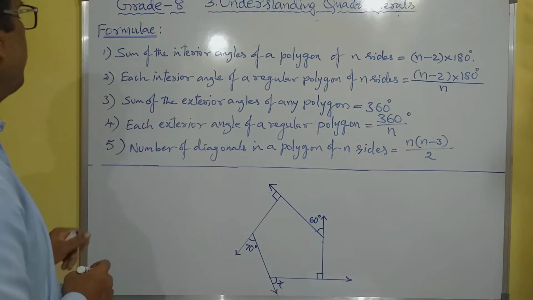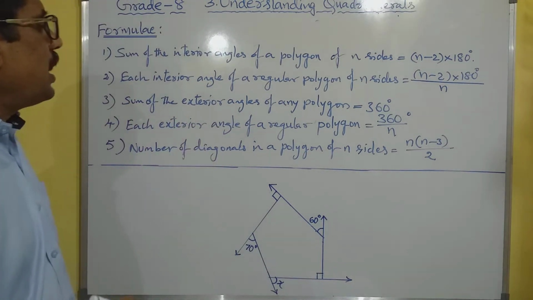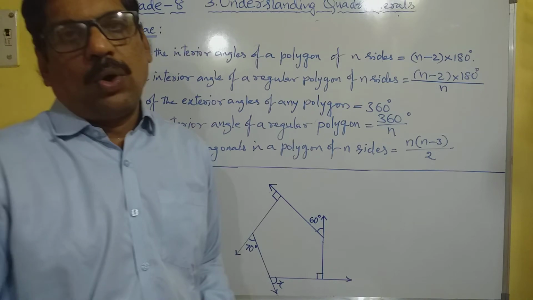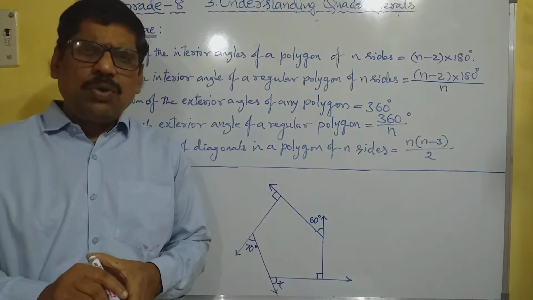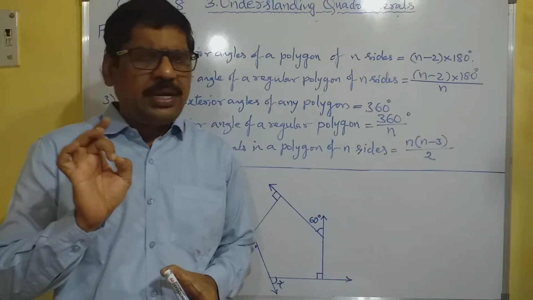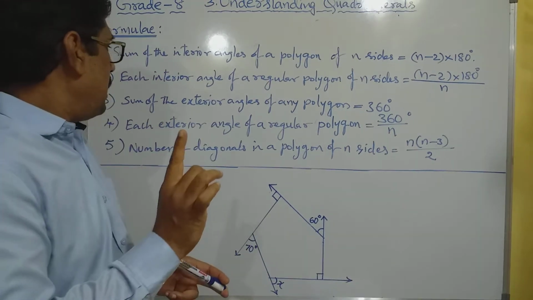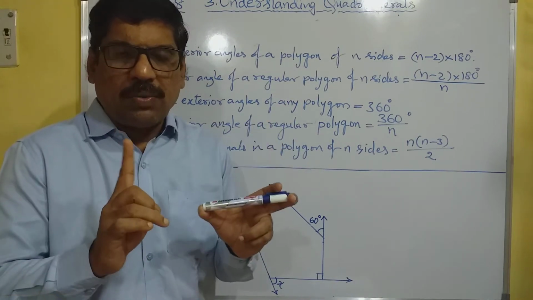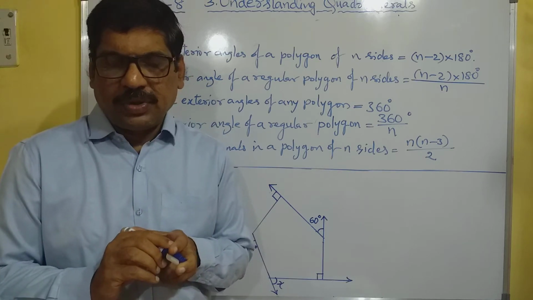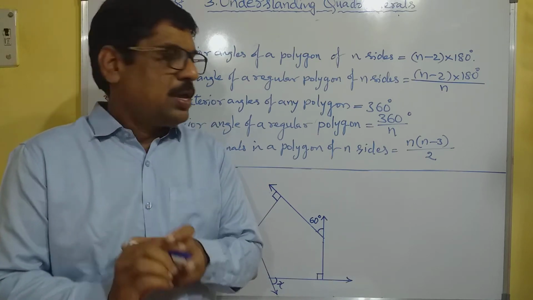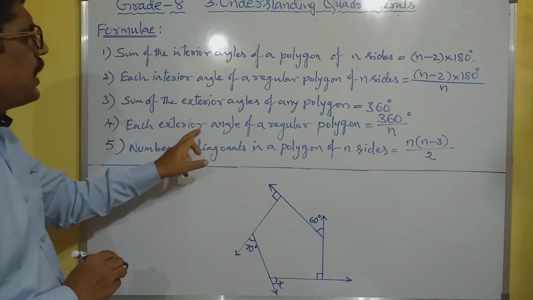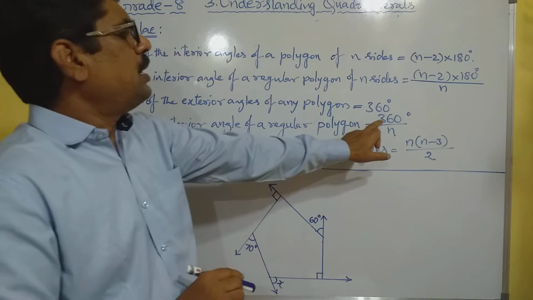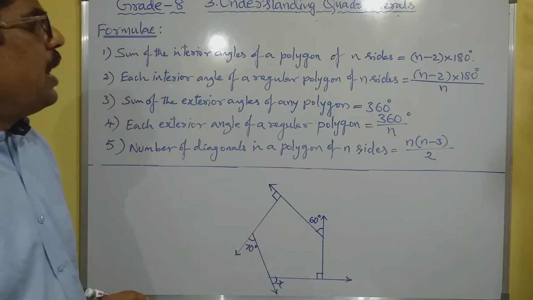Next formula: each exterior angle of a regular polygon. If you want to find each exterior angle, that polygon must be regular. What is meant by a regular polygon? All sides and angles are equal. So each exterior angle of a regular polygon is equal to 360 degrees by n.